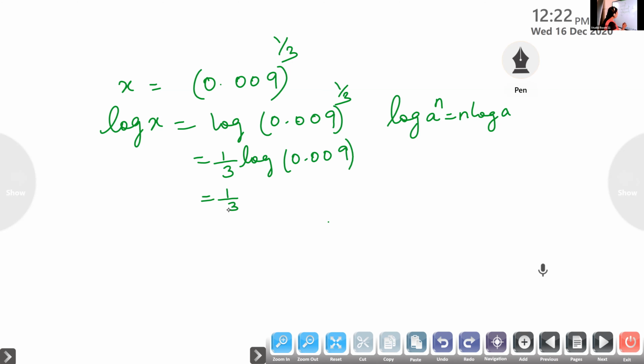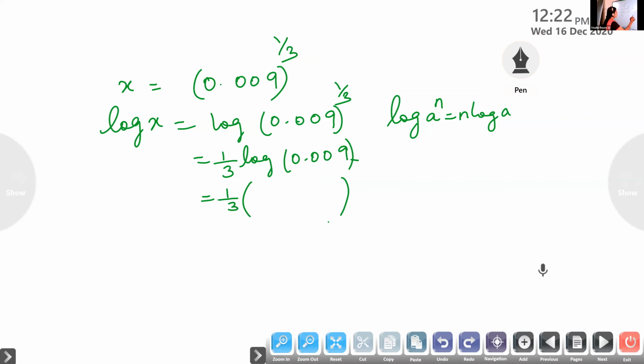Whenever we take log, it contains two parts. Which are the two parts when you take log? Anila Mohanan, can you tell me? Mantissa and characteristic. Okay.